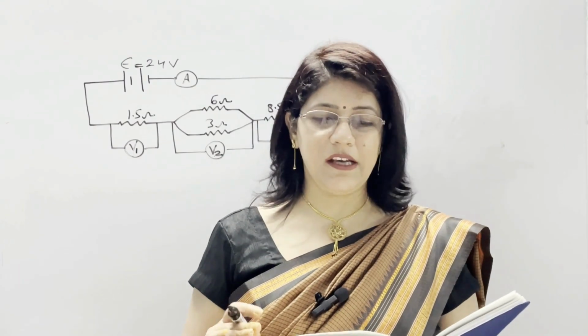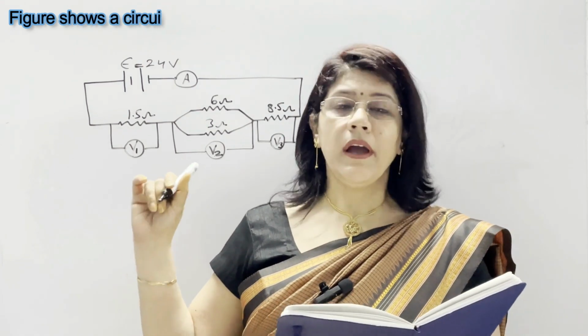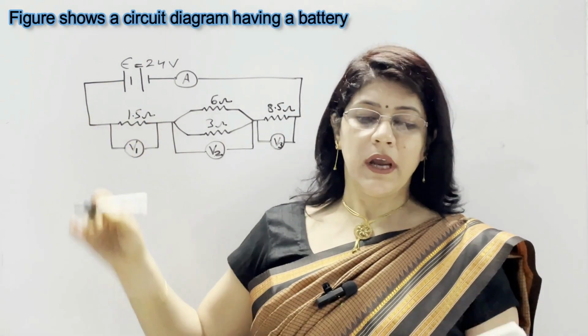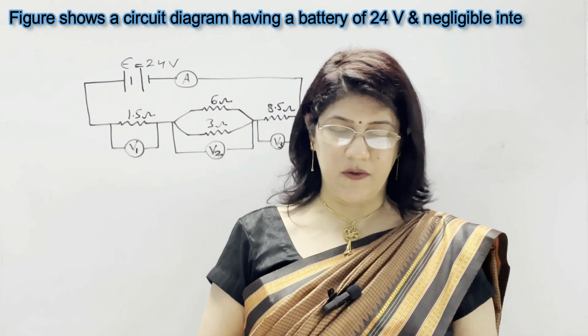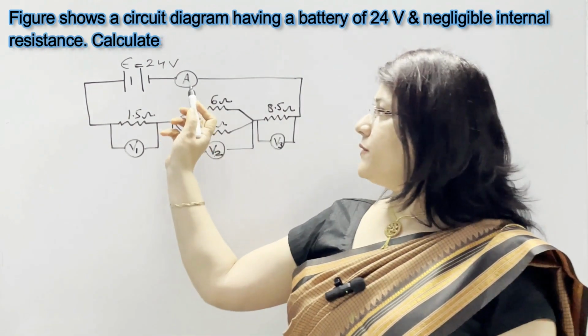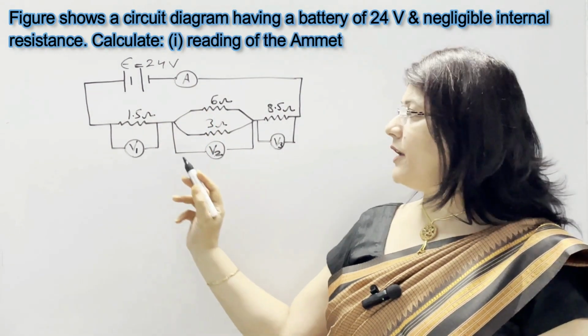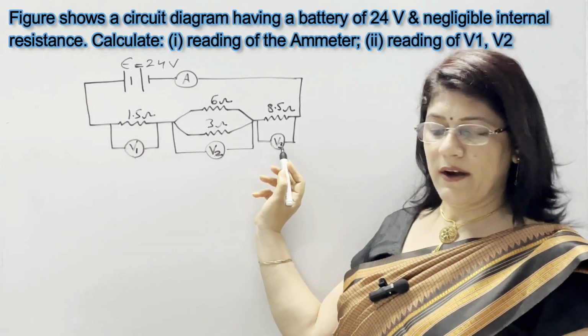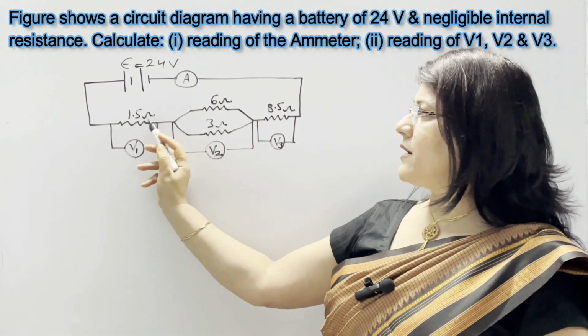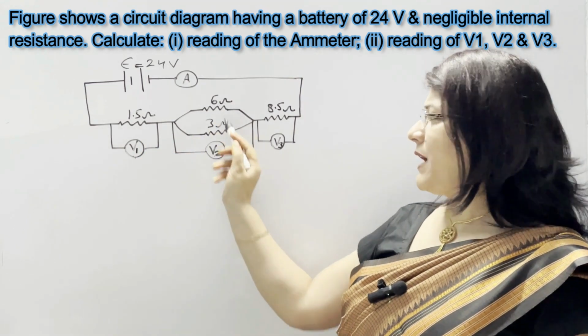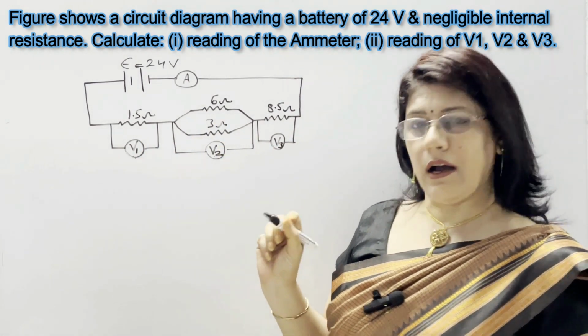Our first numerical is: the figure shows a circuit diagram having a battery of 24 volt and negligible internal resistance. Calculate the reading of this ammeter, and in the second part the readings of voltmeters V1, V2 and V3. We are assuming that these are resistances R1, R2 parallel combination, and then this is R3.